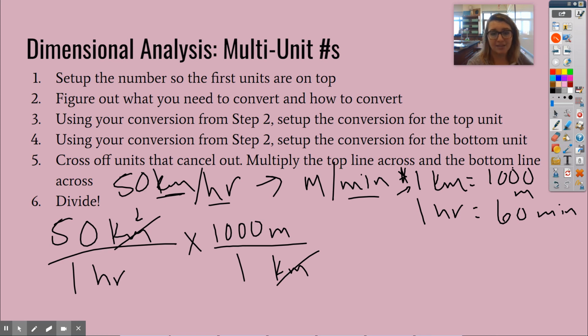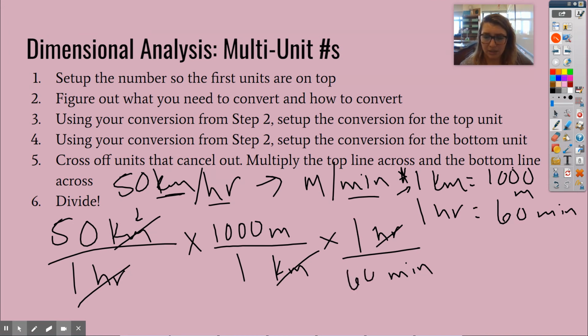But remember, I'm asking you to turn hours into minutes. So we're going to set up our second conversion. Hours is on the bottom, so because we want to cross off our units, we're going to put hour at the top, minute at the bottom. That way we cross off here, and now we're in meters per minute. So for every 1 hour, there are 60 minutes. Now we're done, because the only units left are meters per minute, which is exactly what we wanted our units to be in.